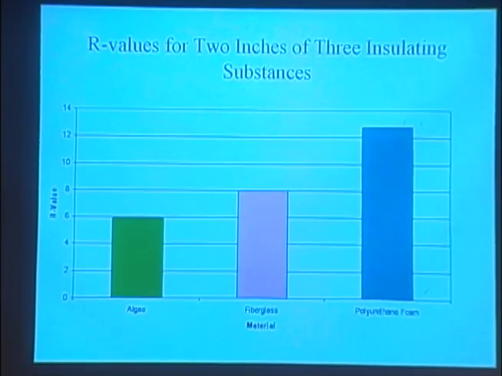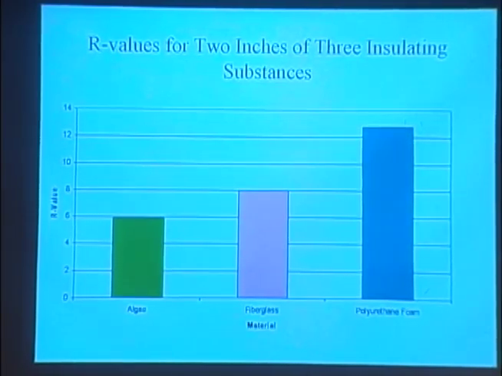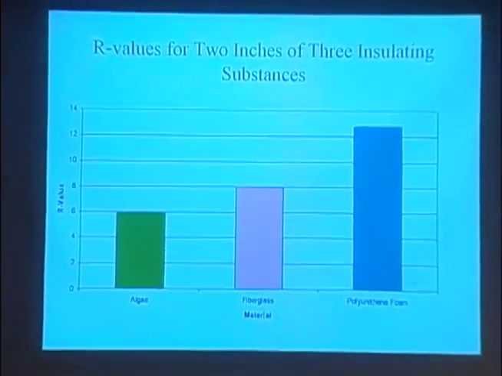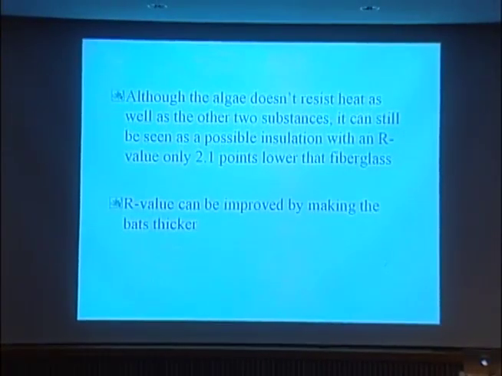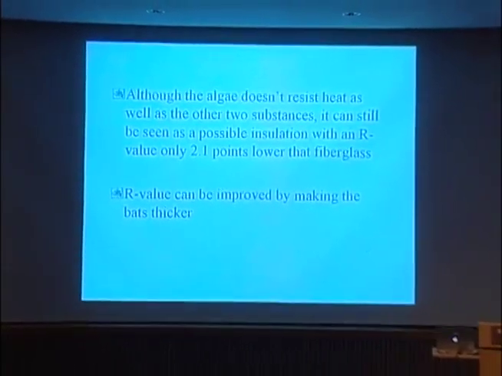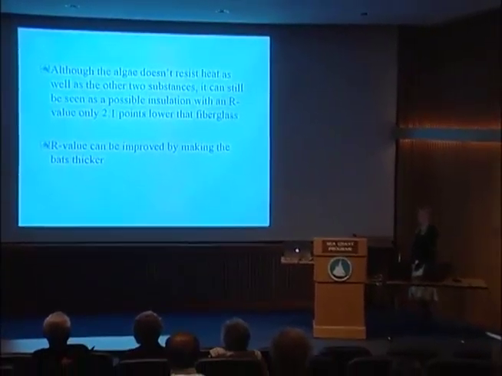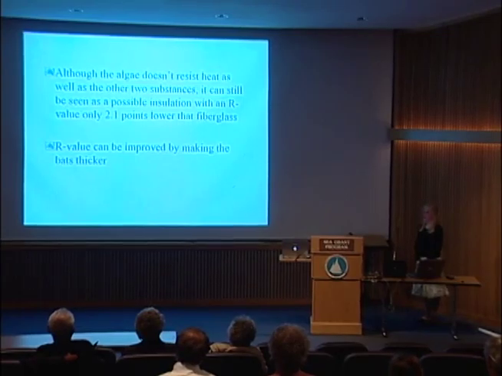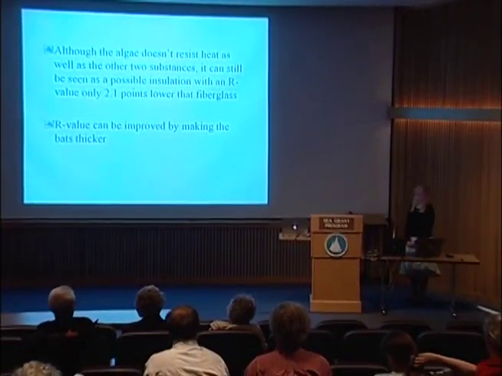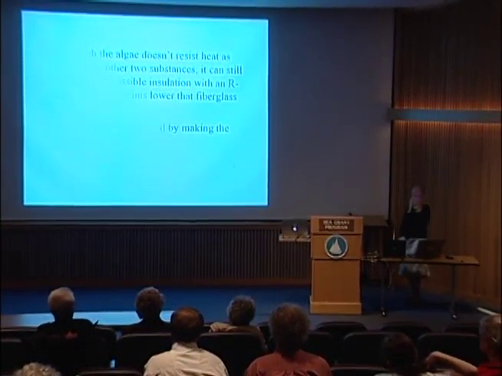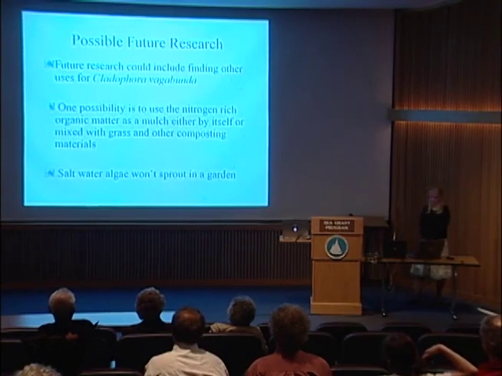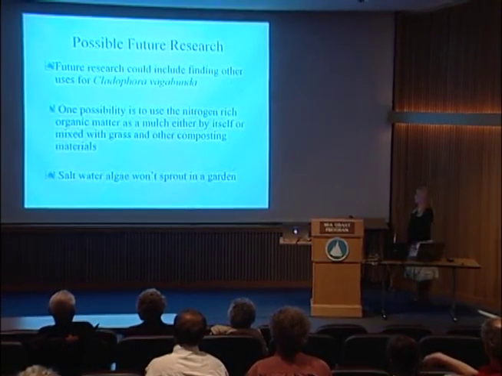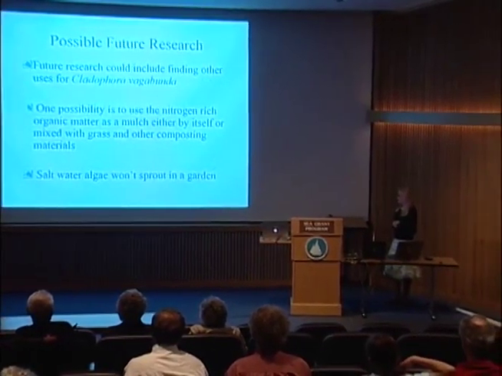That's encouraging because you can see how much difference fiberglass has between it and polyurethane foam, and both are used for very common insulators. So a difference of approximately 2 between an algae and a fiberglass isn't that much of a difference on an R-value scale. And although the algae doesn't resist this heat as well as the other two substances, it can still be encouraged as a possible insulator. And the R value can also be increased by the thickness of the algae bats because R value is related directly to the thickness.